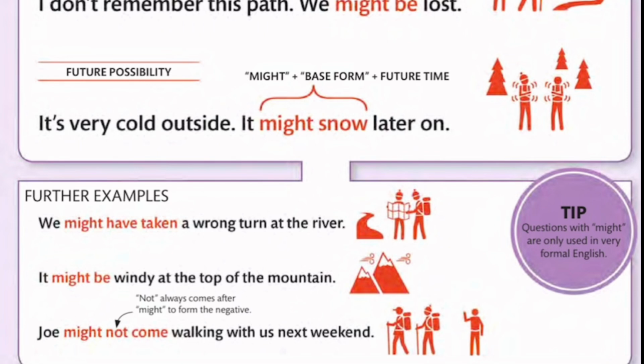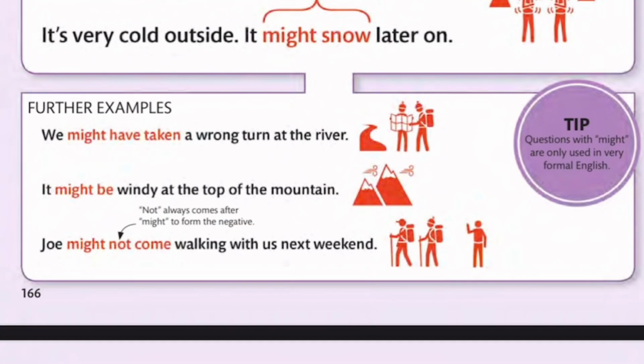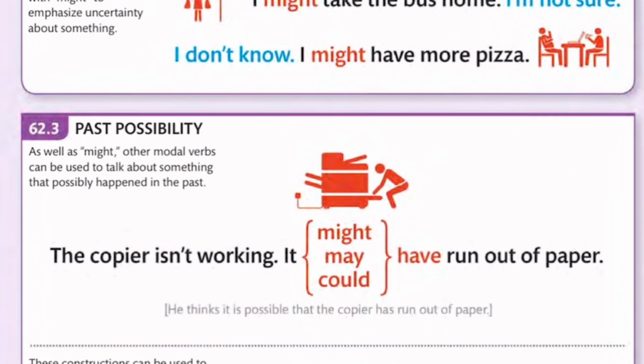Further examples: we might have taken a wrong turn at the river. It might be windy at the top of the mountain. Joe might not come walking with us next weekend. Tip: questions with might are only used in very formal English. Might we come here next week is very rare. It's only used in formal writing.